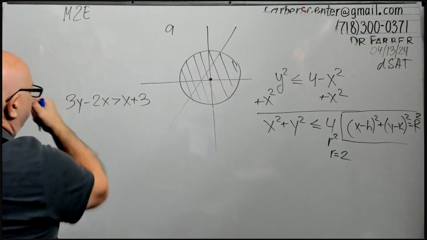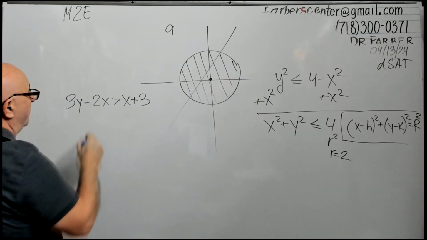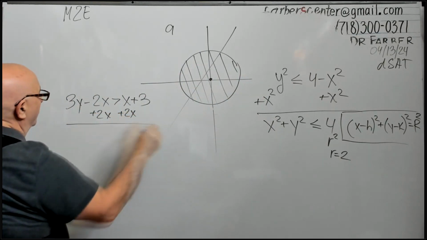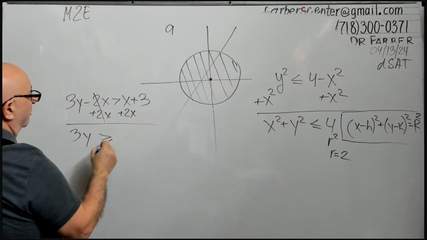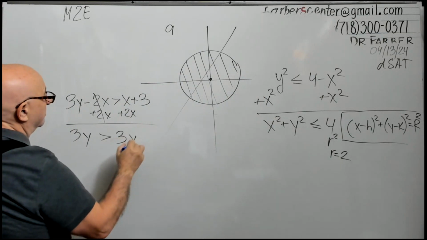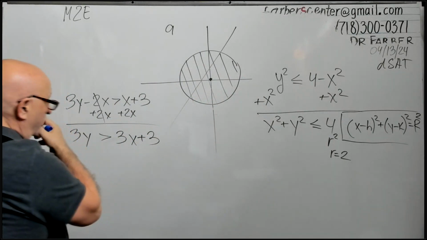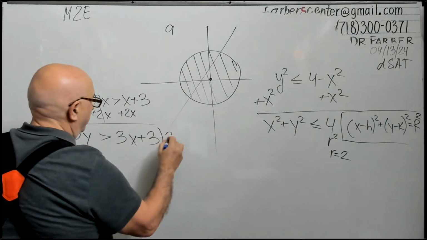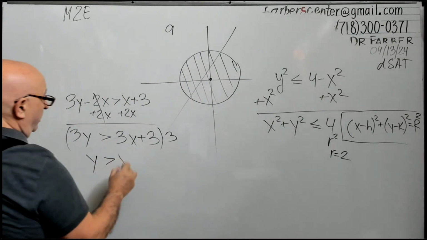Now, this one, normalize it to mx plus b. Plus 2x and plus 2x. You get 3y greater than 3x plus 3. Or if you divide both parts by 3, you get y greater than x plus 1.